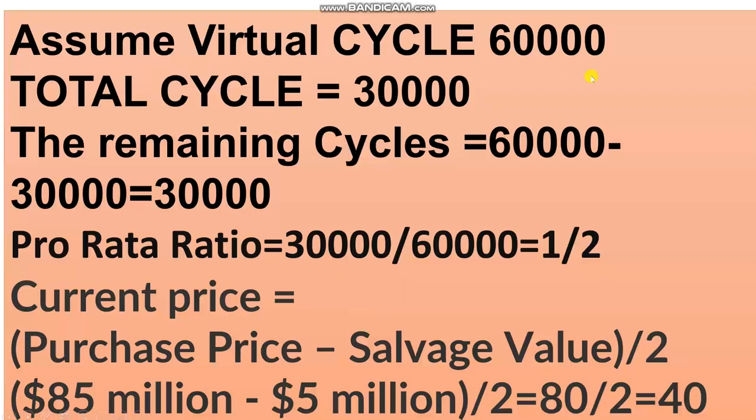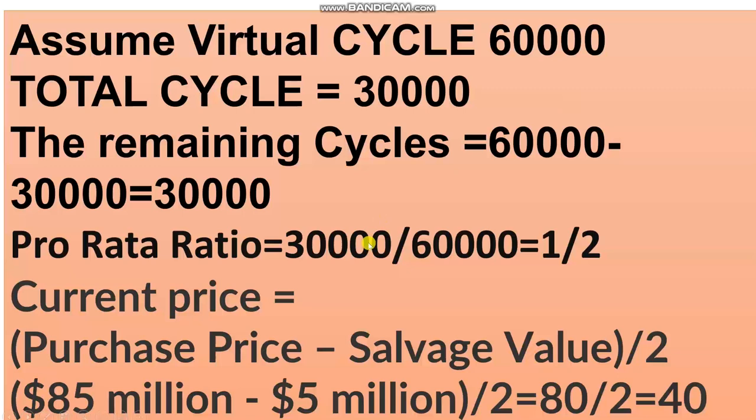If I use the cycles, 60,000 cycles, this is virtual. The total cycles now for this aircraft is 30,000. So the remaining cycles is the difference between them, 60,000 minus 30,000. The remaining is 30,000. So the pro rata ratio equals the remaining over the maximum, equals 1/2. So the current price equals here divided by 2, or multiplied by half. So here 80 divided by 2 equals 40 million.